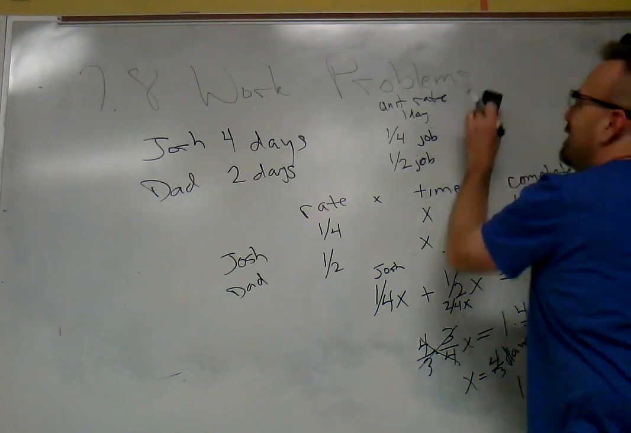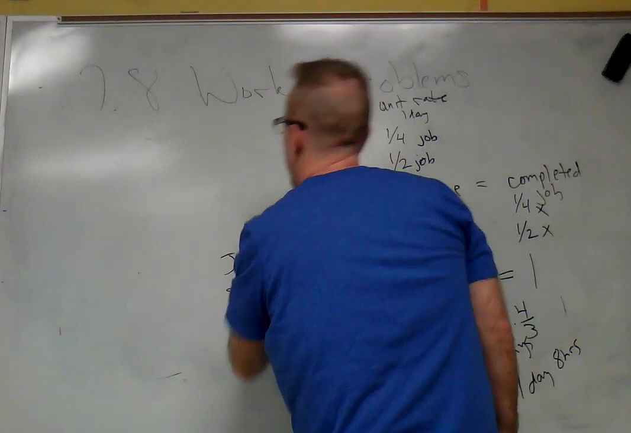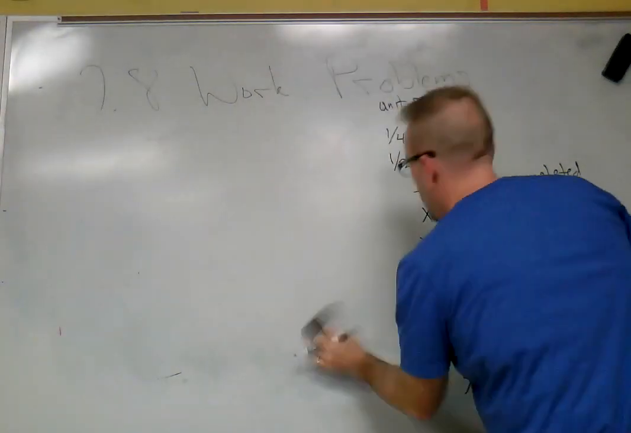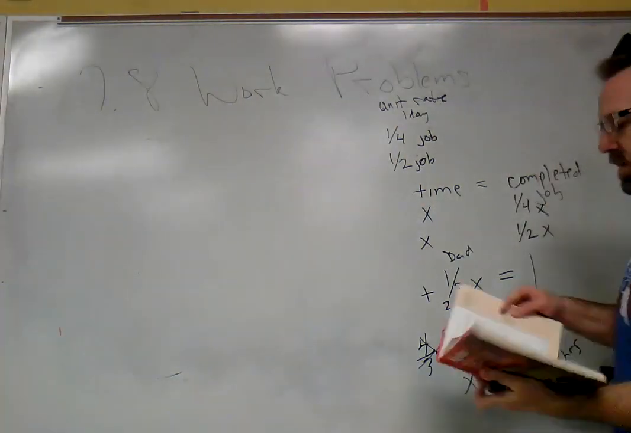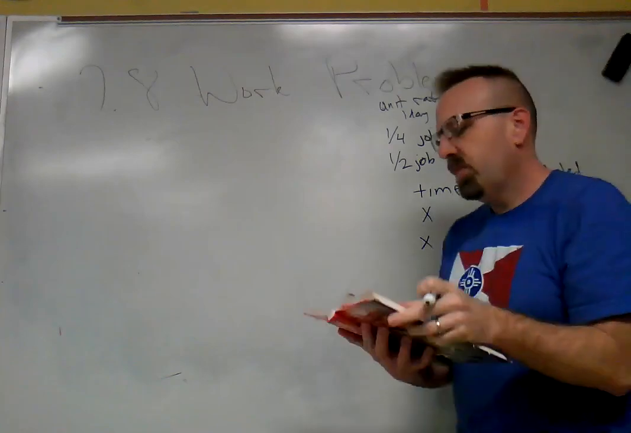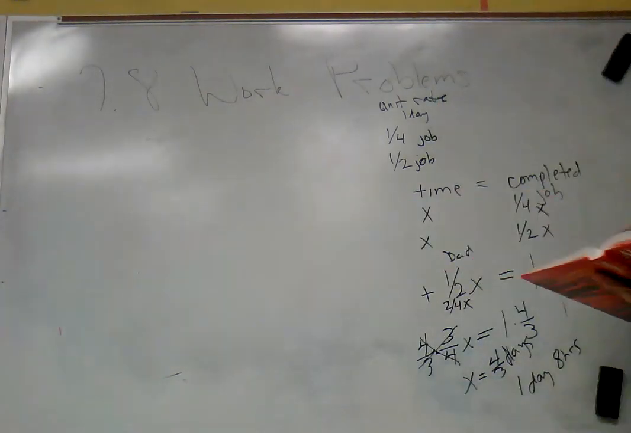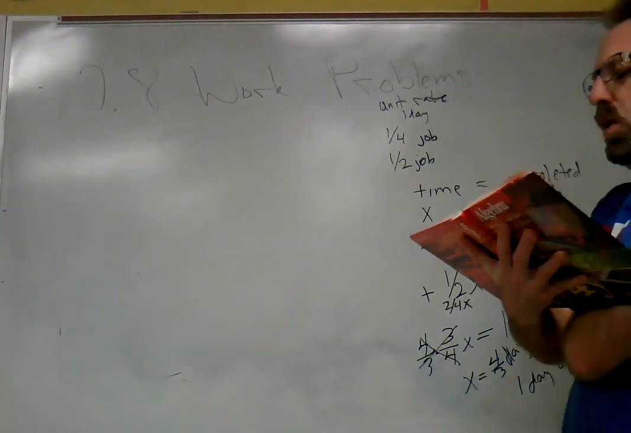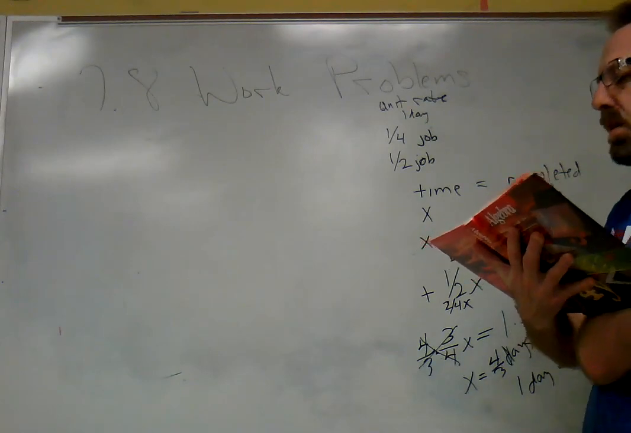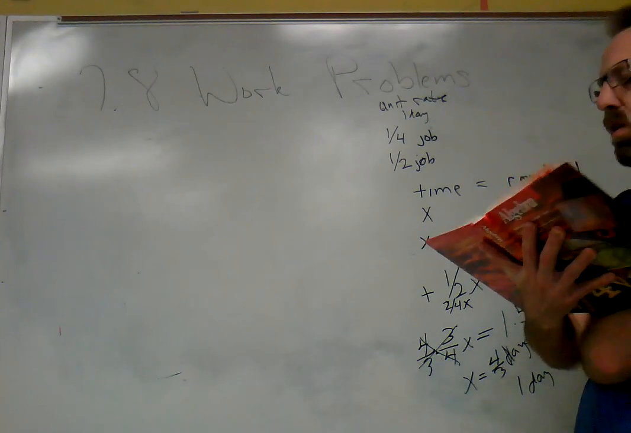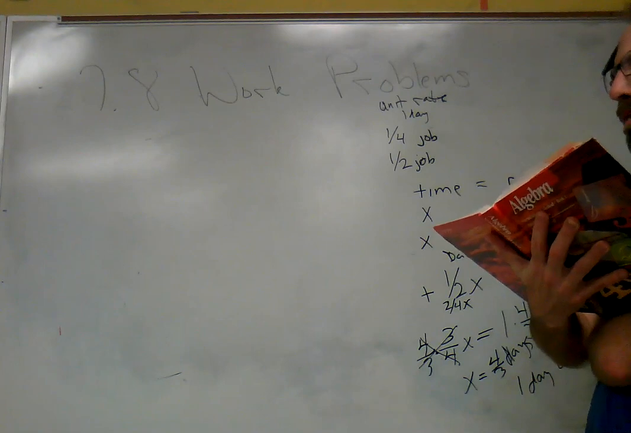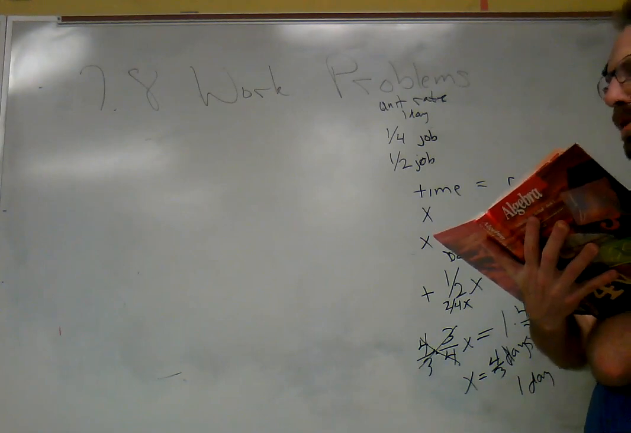All right, let's do another one like that. Example 2 says robot A takes 6 minutes to weld a fender. Robot B takes 5.5 minutes. They work together for 2 minutes. How long will it take robot B to finish welding the fender by itself?